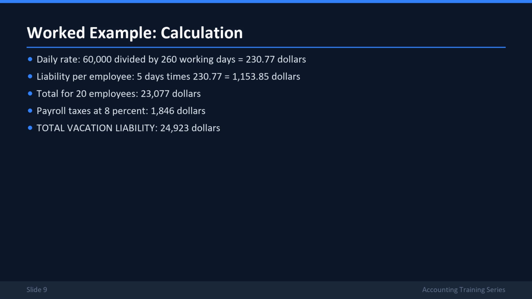Applying the calculation, the daily pay rate is $60,000 divided by 260 working days, giving $230.77 per employee per day. With 5 unused days per employee, the liability per employee is $1,153.85. For 20 employees, the gross vacation liability before payroll taxes is $23,077. Adding employer payroll taxes at 8% adds $1,846. The total vacation liability to recognize on the balance sheet is $24,923.